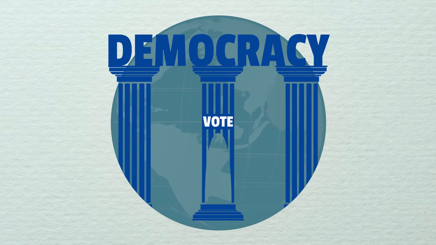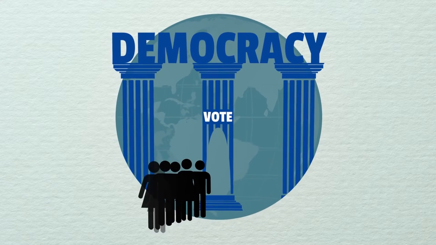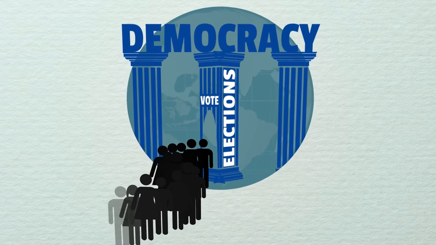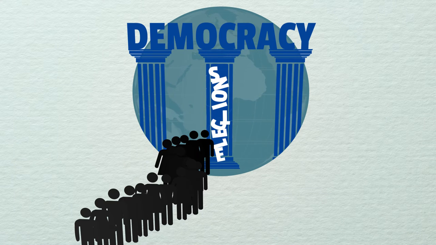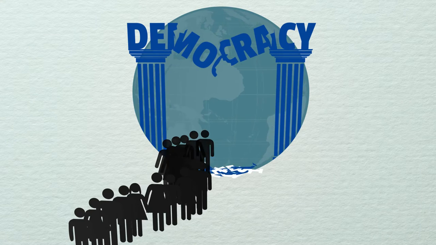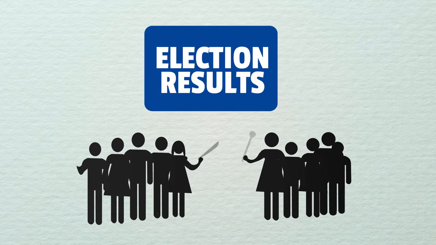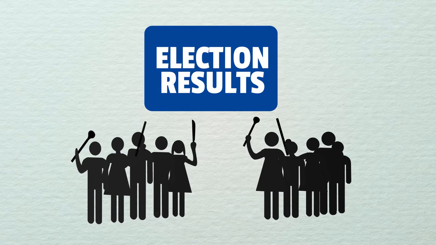Elections are one of the pillars of democracy. If they are free and fair, they reflect the will of the people. Unfortunately, in many countries, election processes are flawed, the electoral playing field is not level, and incumbents can use loopholes to rig elections. This means that the results of elections are often violently disputed.